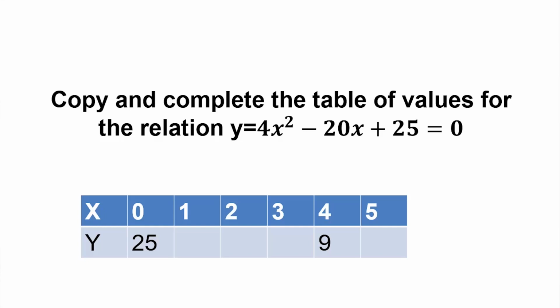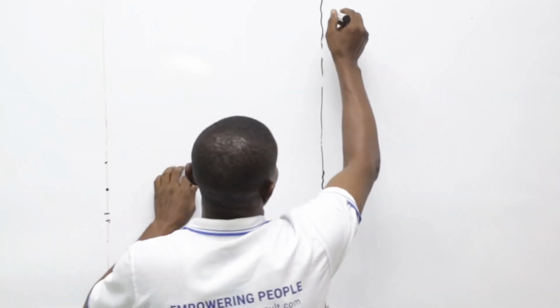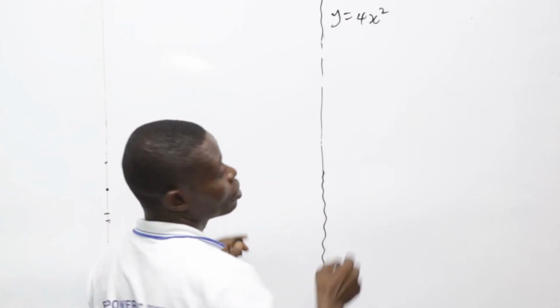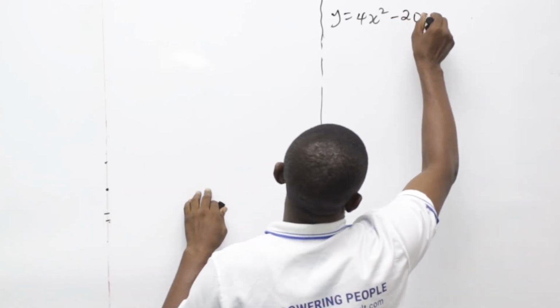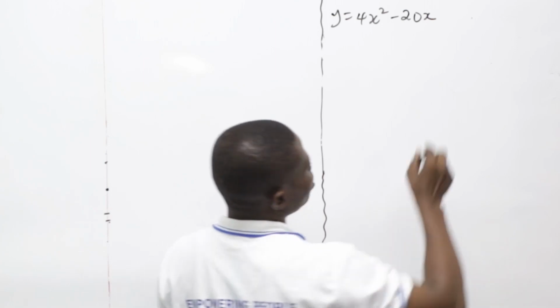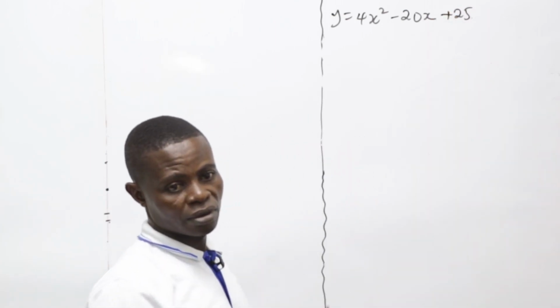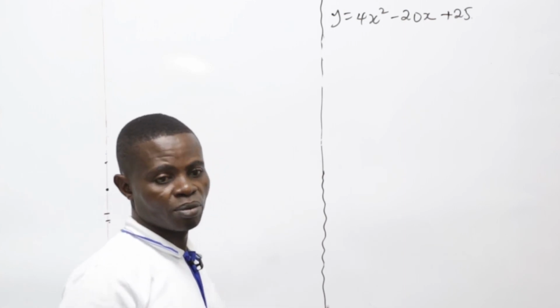This is another type they can give to us. At times, they will print the one that has a decimal point. But all the same, they are all the same pattern of solving. Y equals 4x squared minus 20x plus 25.